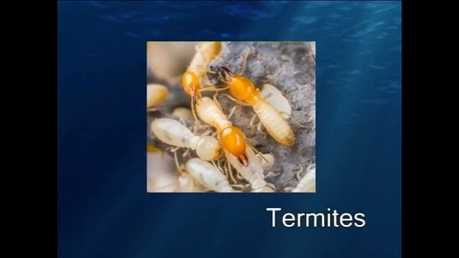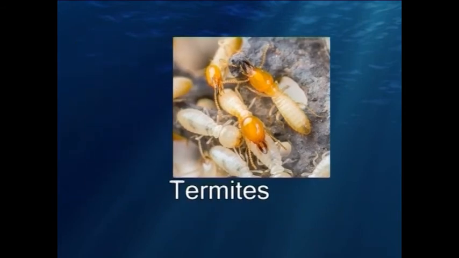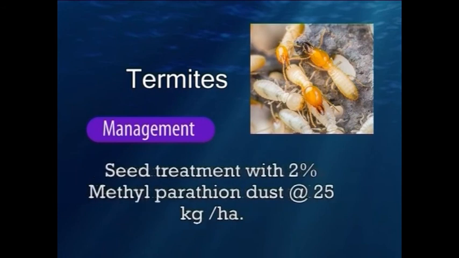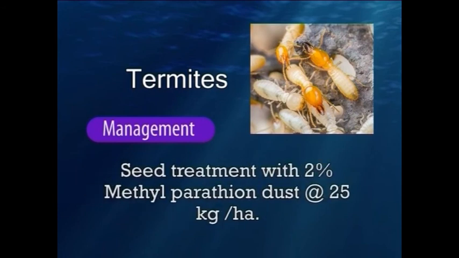Next we have insect management. A brief description of the major pests is as follows. First is termites. This can be managed by seed treatment with 2% methyl parathion dust at the rate of 25 kg per hectare.